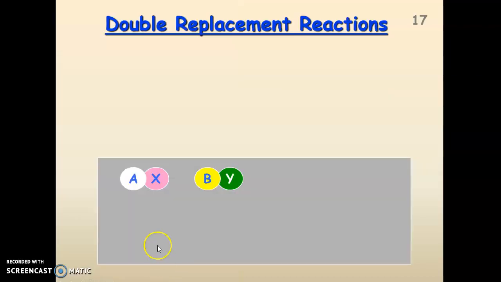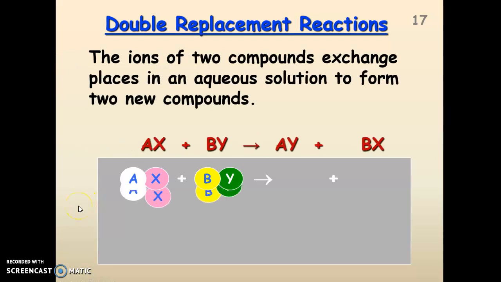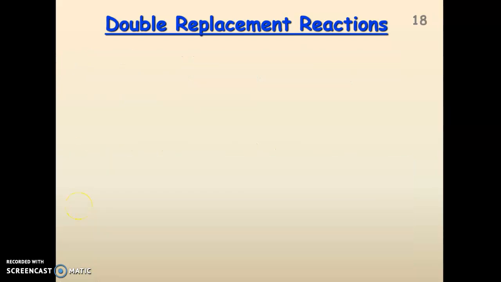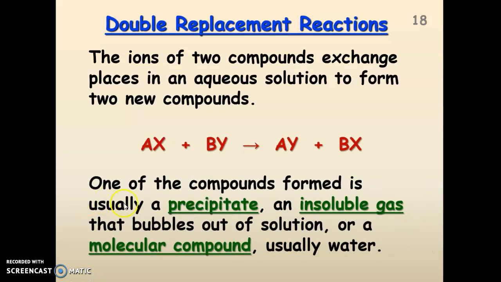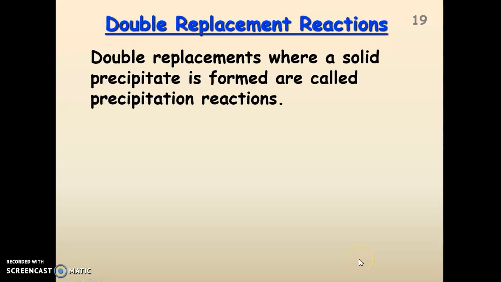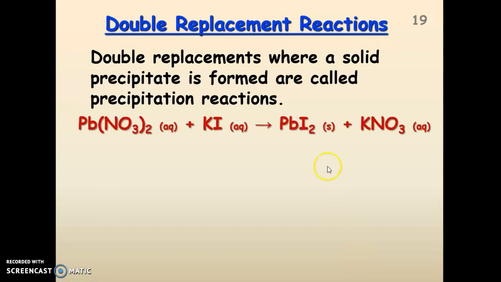Okay, with double replacement reactions, you've got to form some kind of product that is no longer soluble in the solution or no longer forms ions in the solution. Either a precipitate, an insoluble gas, or a molecular compound. Usually that molecular compound will be water. Okay, so let's look at some examples here.